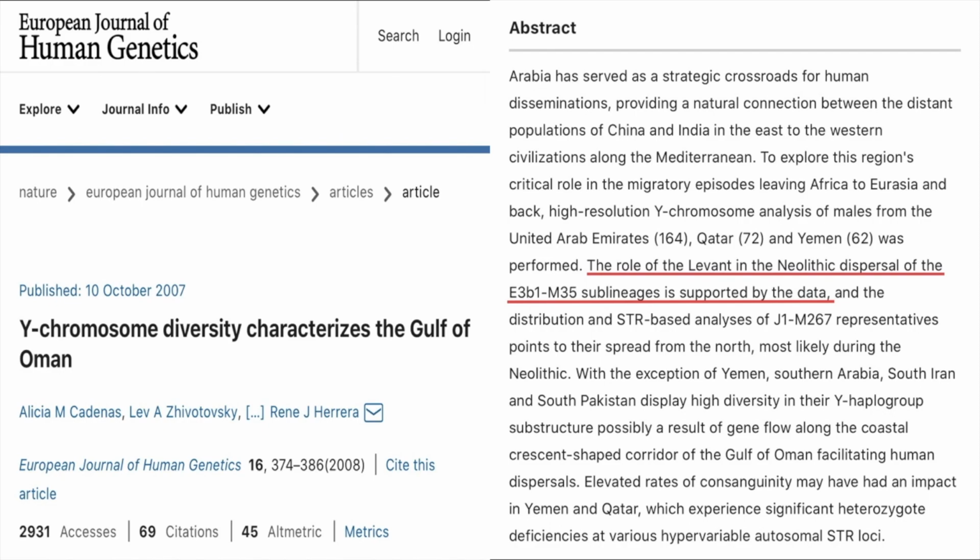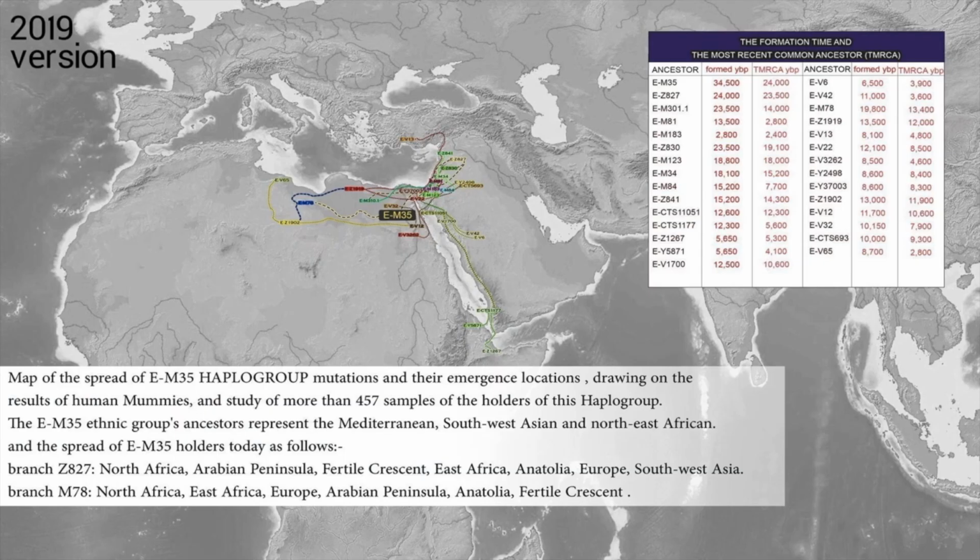This paper is called Y Chromosome Diversity Characterized the Gulf of Oman, and it reads, the role of the Levant in the Neolithic dispersal of E3b1-M35 sublineages is supported by the data. So basically, E-M35 spread around the same time Afro-Asiatic spread. And we can see down here when it's dealing with the branches, one branch of E-M35, such as Z827, was spread into North Africa, the Arabian Peninsula, Fertile Crescent, East Africa, Anatolia, Europe, and Southwest Asia.